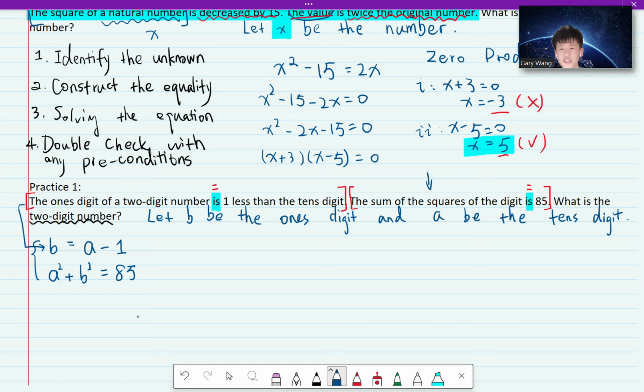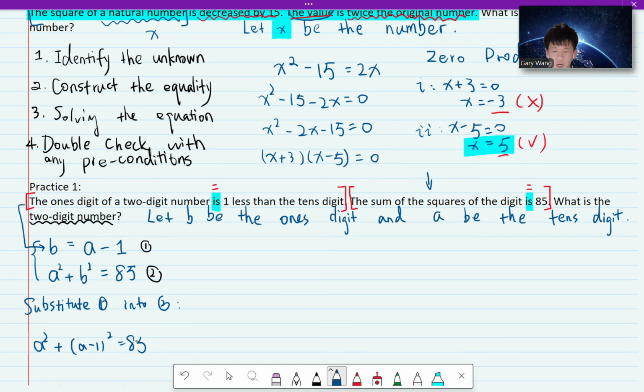So now our third step would be still to try to solve the equation. Since we have a system of equations, we can start off by substituting equation 1 into equation 2. So we can have a squared plus, since b is a minus 1, so (a minus 1) squared equal to 85. And then we want to expand the bracket, a squared minus 2a plus 1, using the perfect square formula. We could do this, and we combine like terms.